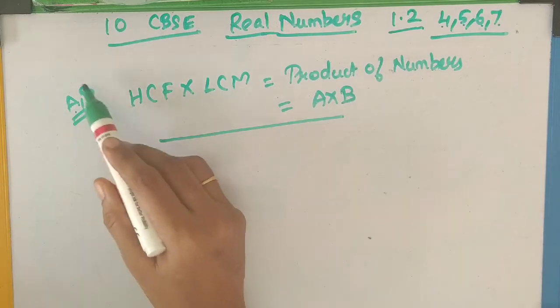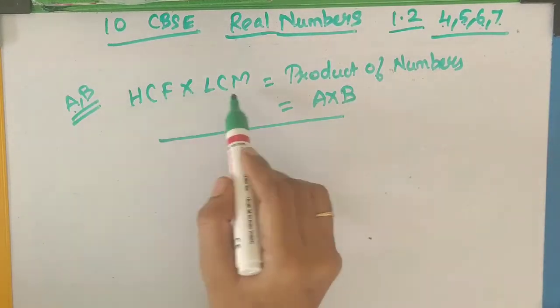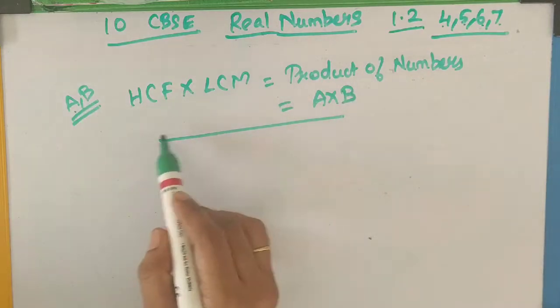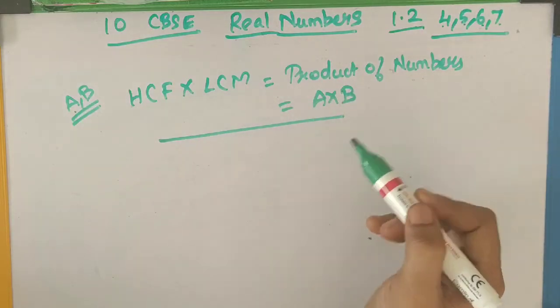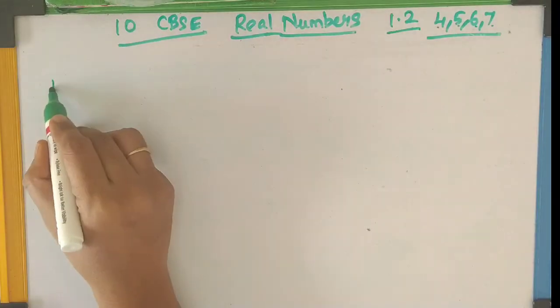Before going into the video, we want to know that if we are finding the HCF and LCM of A and B, then the product of HCF and LCM is equal to the product of the numbers, that is A into B. Okay? With this, we are going into the exercise.